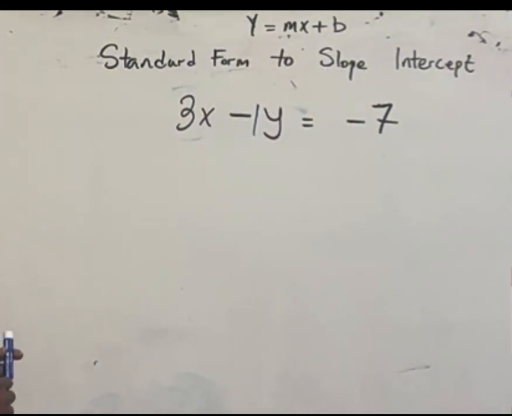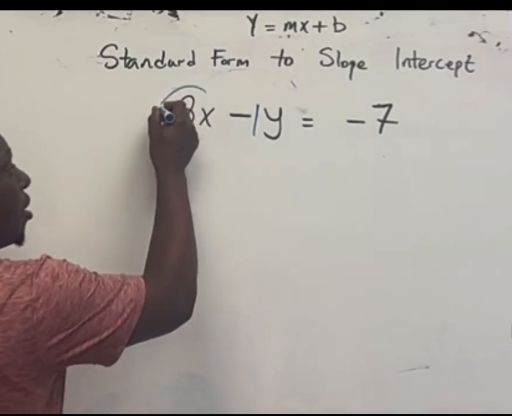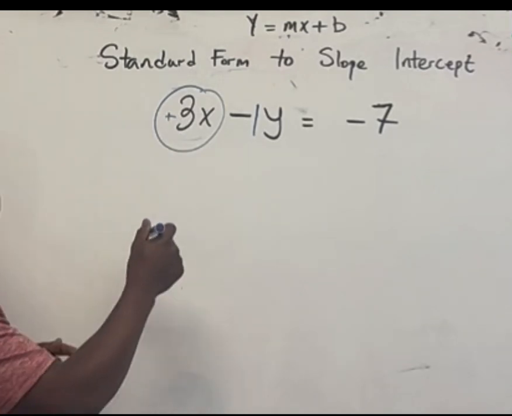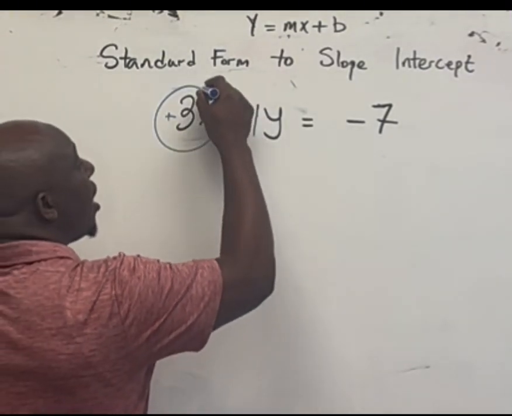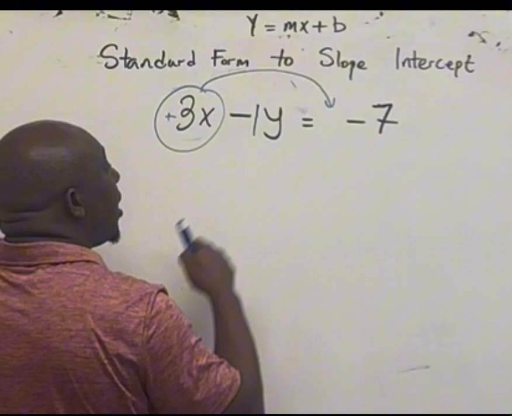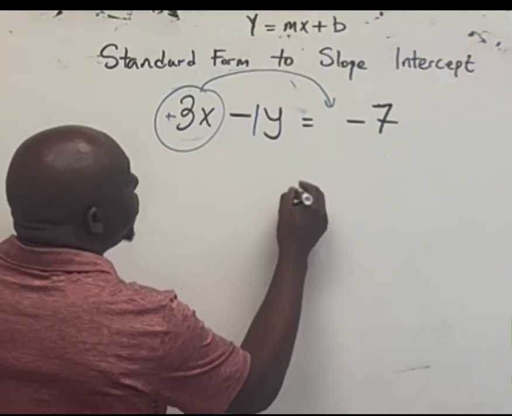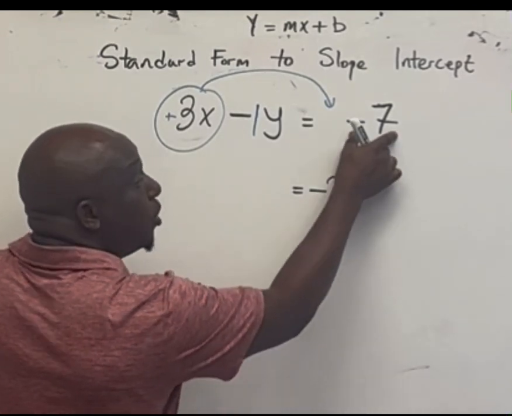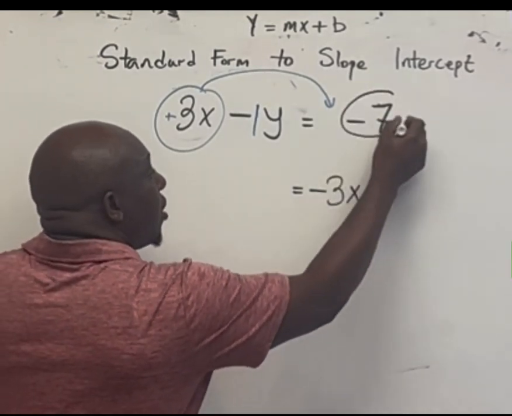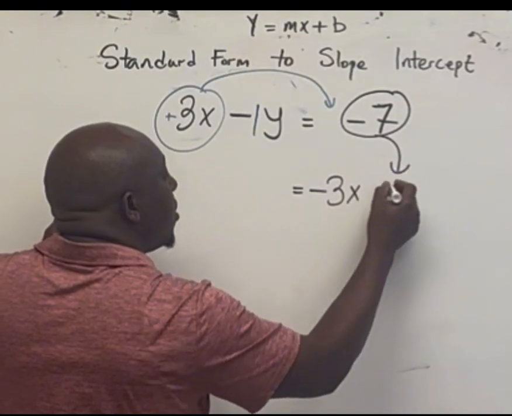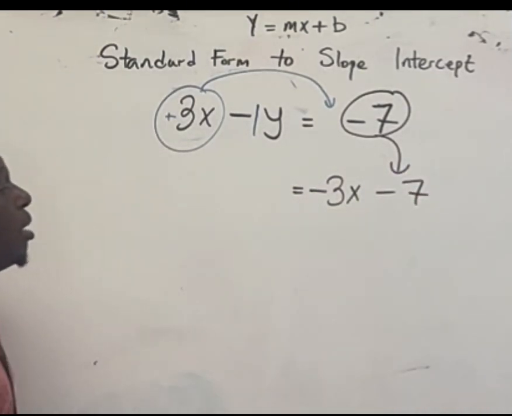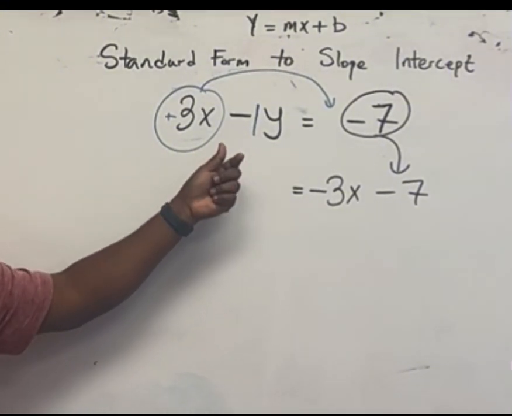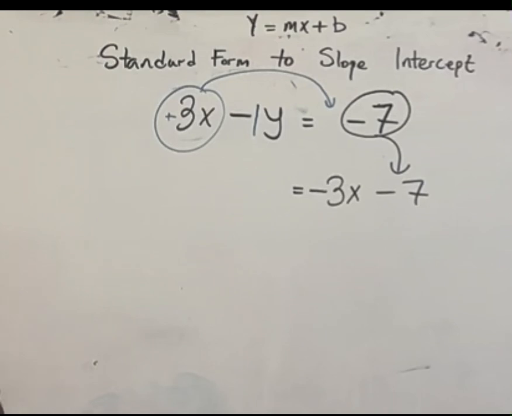So what do we do? Same process. Move across. What sign do we see right here? Plus, right? Move across and change the sign, so it becomes negative 3x. Drop this one down, and it becomes minus 7. But remember, this is not y. It's negative 1y. What are we dropping?